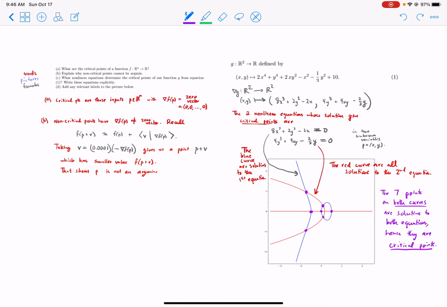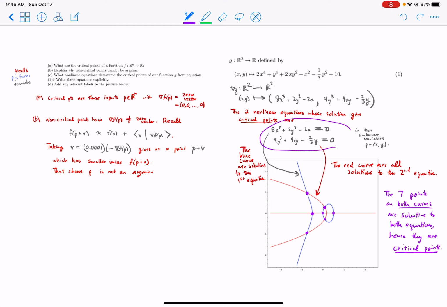Very, very nice. Solving the system of equations coming from the gradient vector equals the zero vector will give us the critical points. And the critical points are the points that at least have a chance of being an argmin. Okay, I've got words, pictures, and formulas.